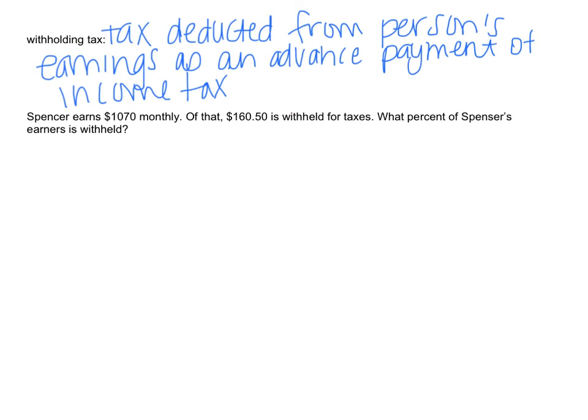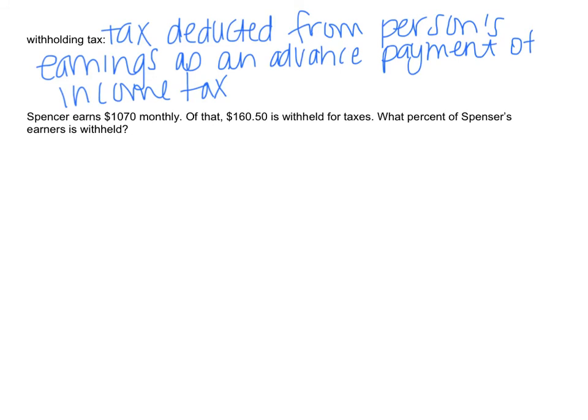Let's try another problem. The first thing that we have to do is get down this definition of withholding tax. All adults and anyone who has a job has a withholding tax, and this is just tax that's deducted from a person's earnings, so how much you get in your check, as an advance payment of income tax, and everyone has to pay income tax. So we're going to use that for this problem. It says Spencer earns $1,070 monthly. Of that, $160.50 is withheld for taxes. What percent of Spencer's earnings is withheld?